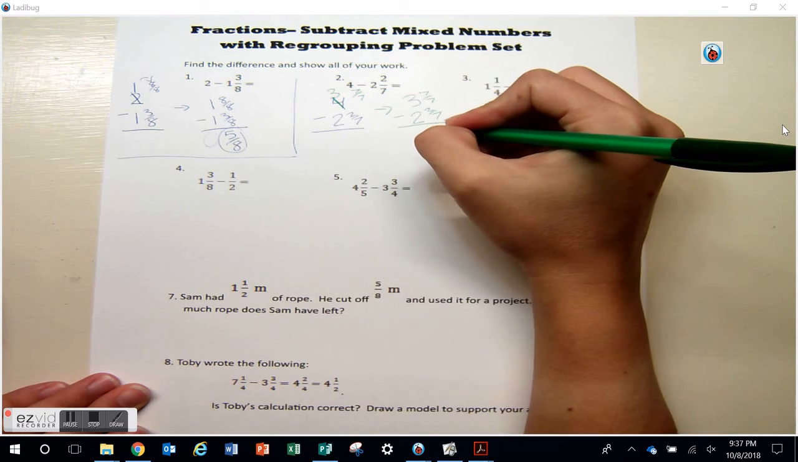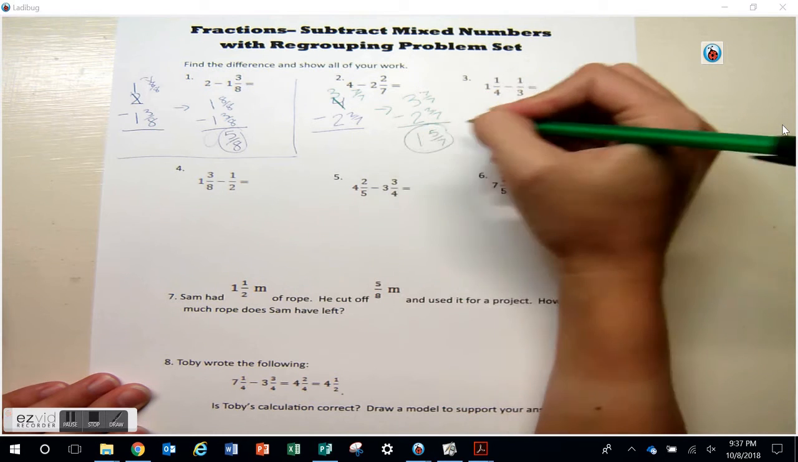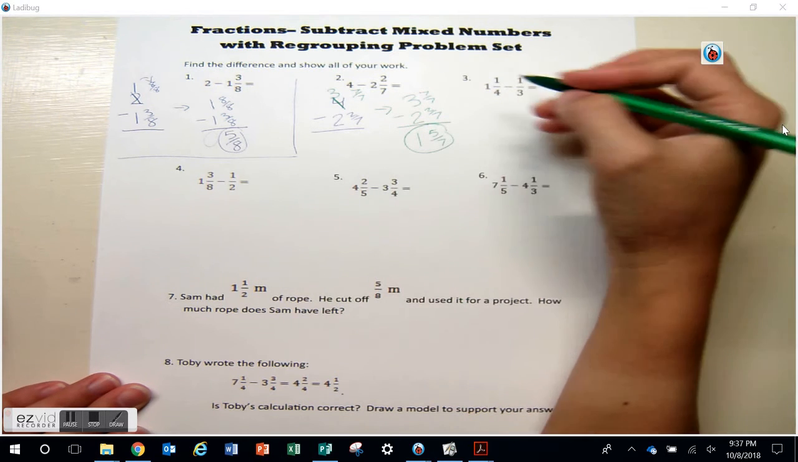7/7 minus 2/7 gives me 5/7. 3 minus 2 gives me 1. There's my answer there.